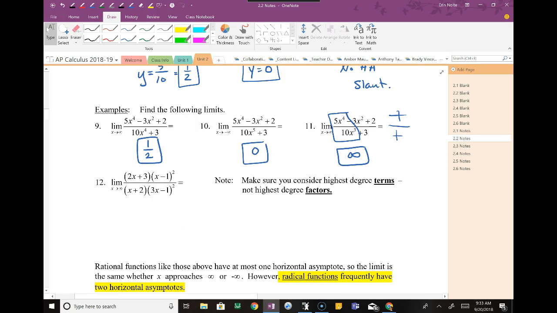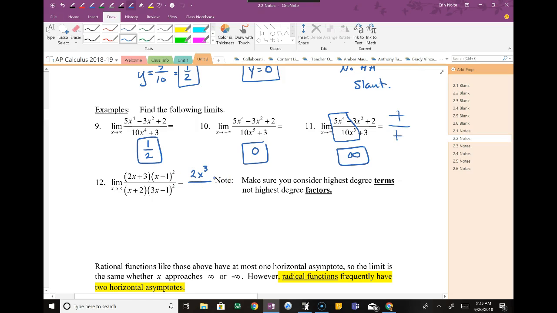Okay, number 12. Number 12 is not written in standard form, so we have to think about, if I FOIL this out, I'm only thinking about the first term. What would the first term on the top turn into? 2x squared. Careful. No, it's more than that. 2x cubed. There's 3 x's on the top.